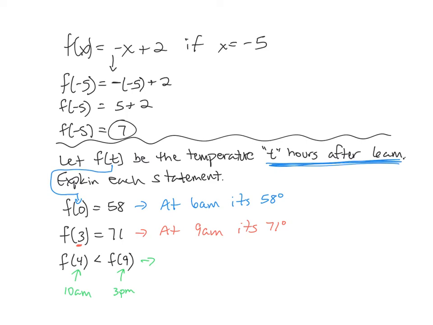So you could say two things here. You could say at 10 a.m. it's colder than at 3 p.m. You don't know the actual temperature, you just know that it's less than. I would accept at 3 o'clock it's hotter than it is at 10 o'clock. It's true, that's what that statement means. It's just written in a different order, and that's okay.